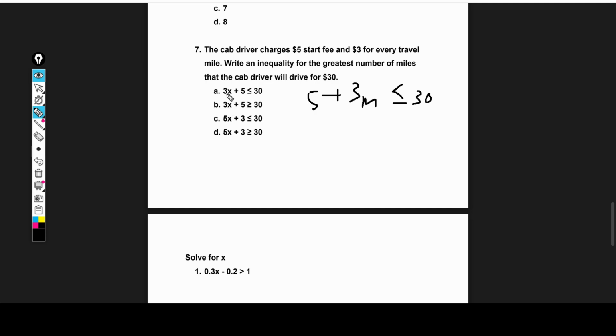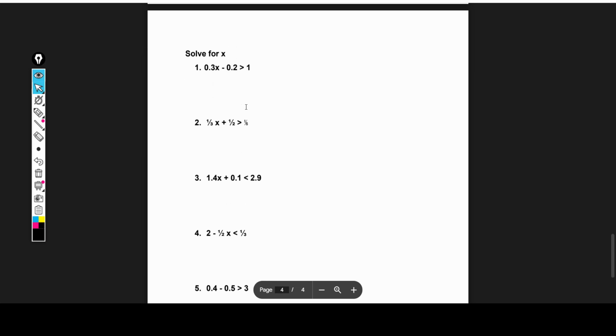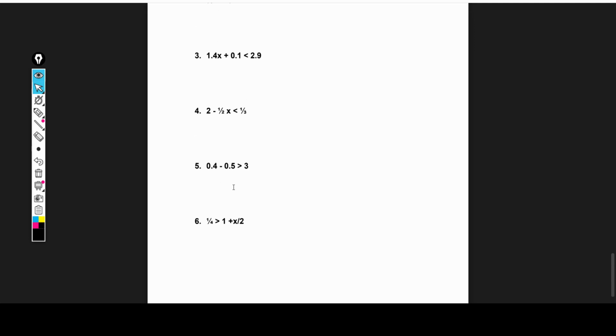And don't be scared that these x's are there instead of m's. Like I said, you can use any letter, and also the order doesn't matter because addition is commutative. So we end up with 3x plus 5 is less than or equal to 30. So it seems like the answer is A. Alrighty, and now we're going to solve for x. This is the same old, we're solving inequalities though instead.